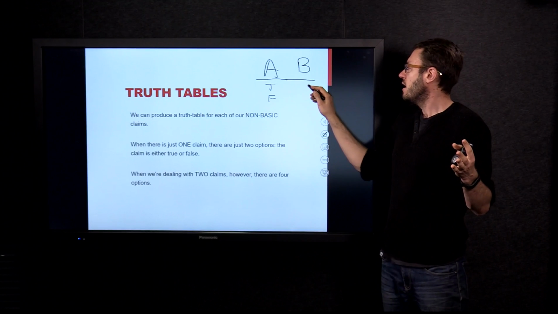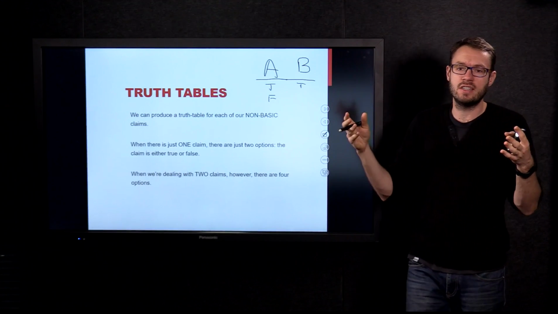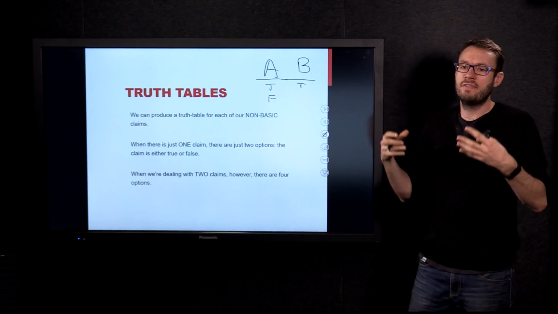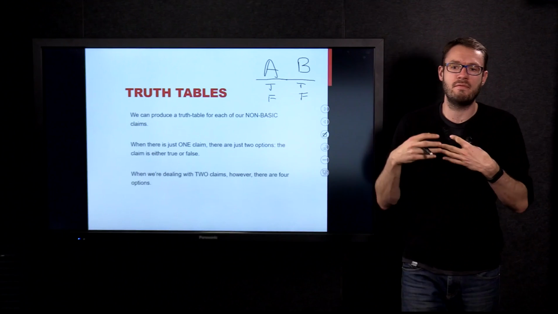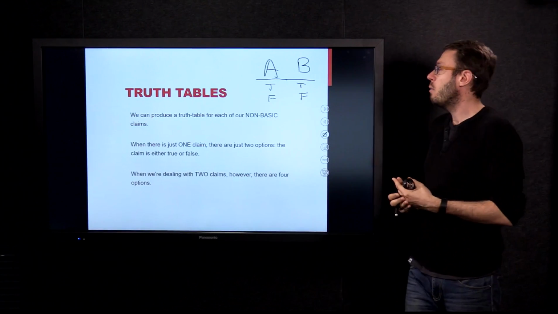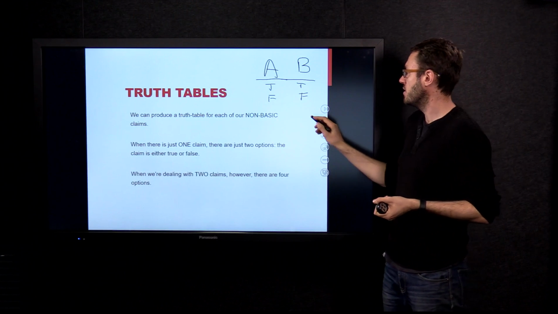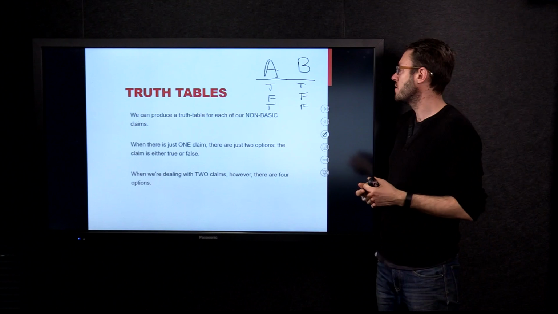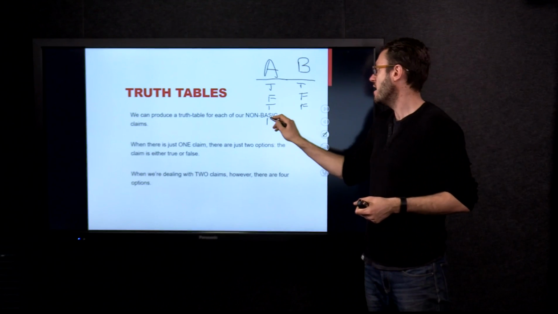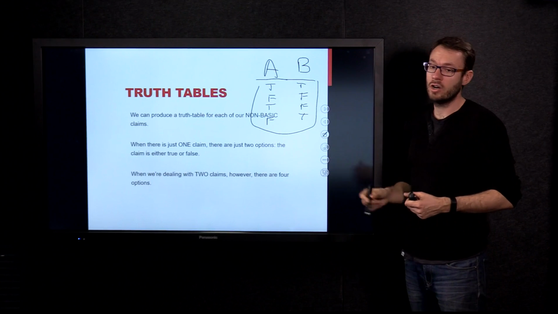Why? Well, once we've got two propositions in the picture, A and B, we can have the possibility of them both being true and them both being false, so we have those initial possibilities. But we can also vary combinatorially the relationship between these two propositions. So we can have a case where A is true and B is false, and we can have a case where A is false and B is true, right? So that gives us 4 possibilities to work with.